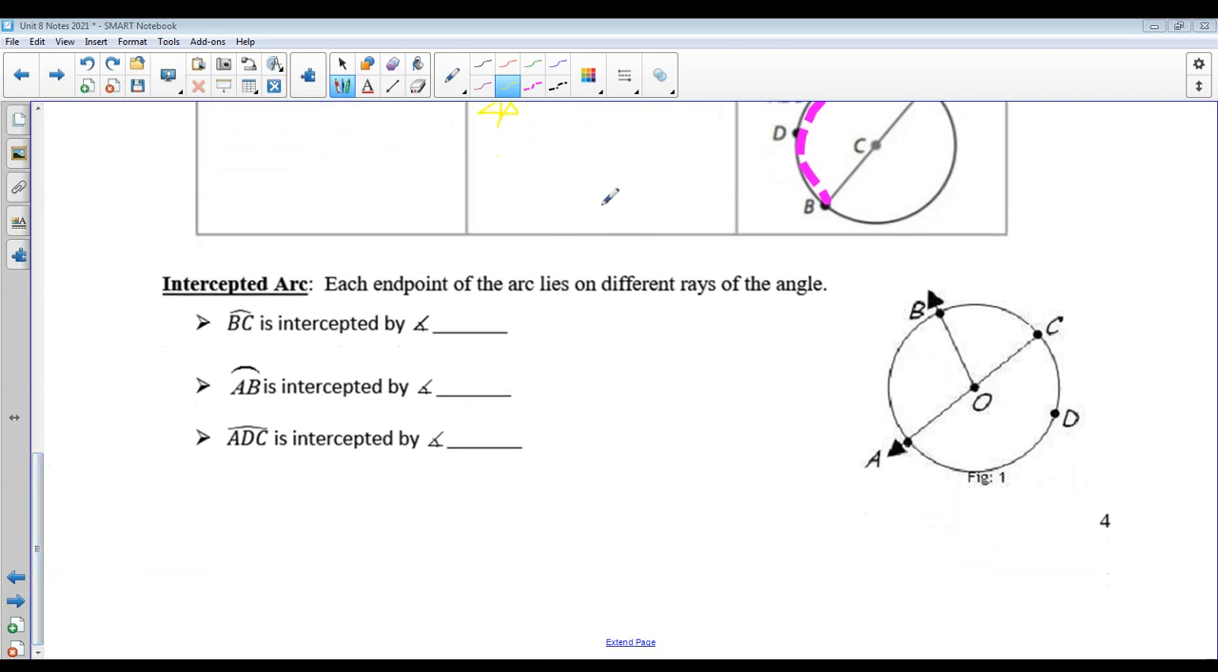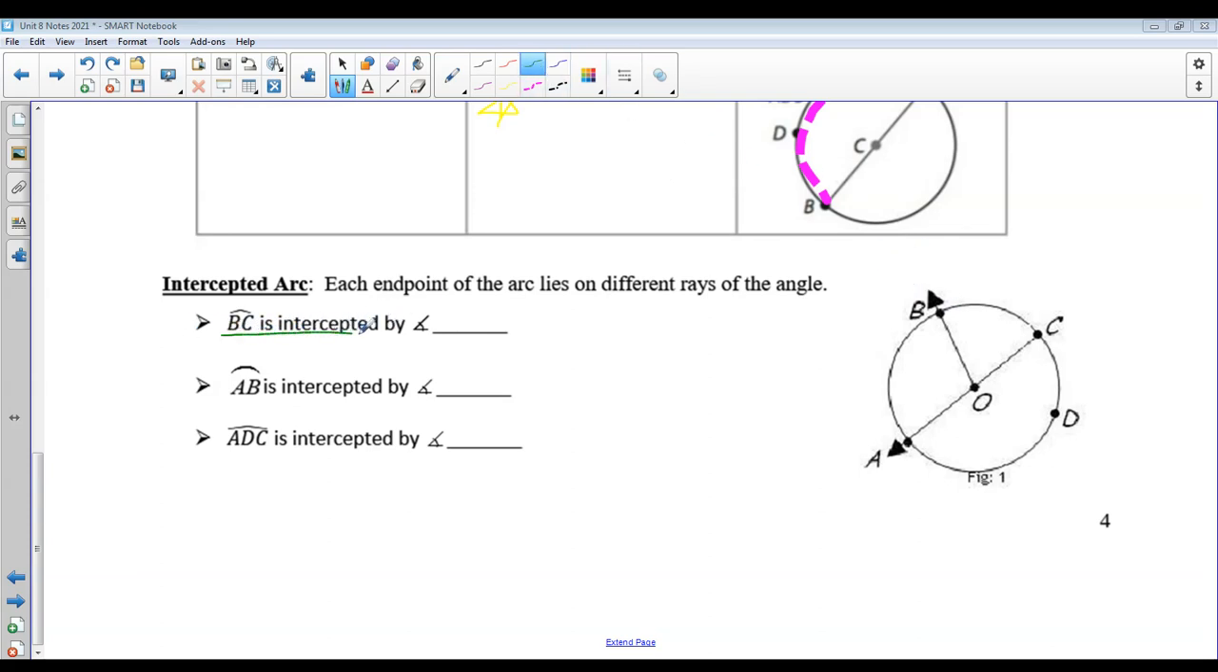Okay, last little bit of vocab, and this is why we're doing it now, to get it out of the way. Each endpoint of the arc lies on different rays of the angle. That's what an intercepted arc is. So again, it's kind of like a formal geometry definition, but it's all about looking at what arc the angle cuts into.